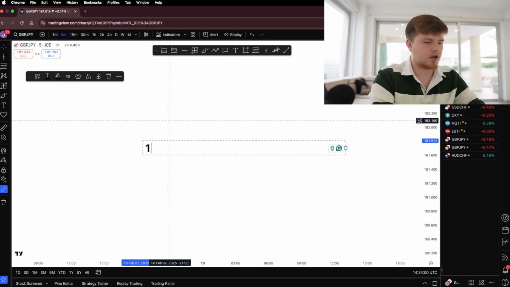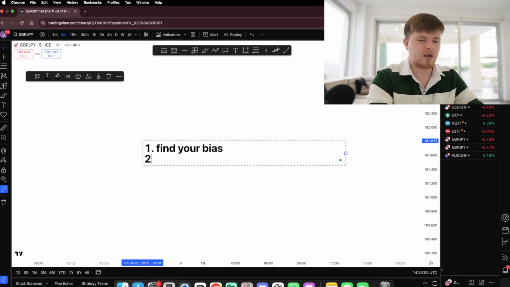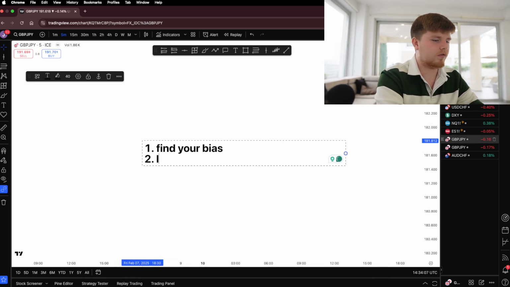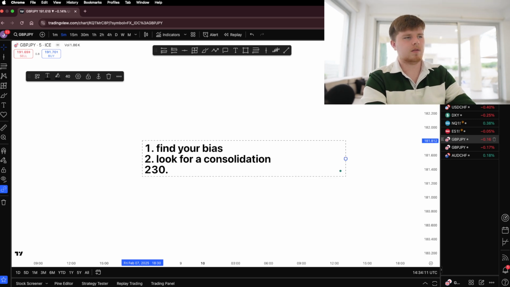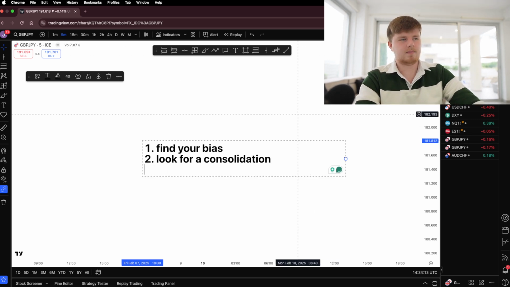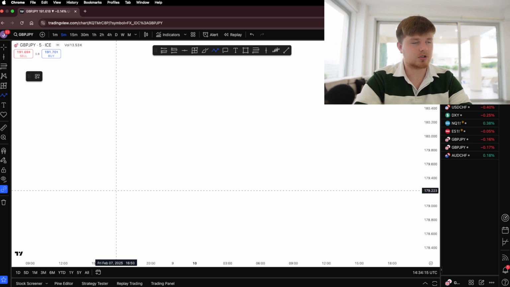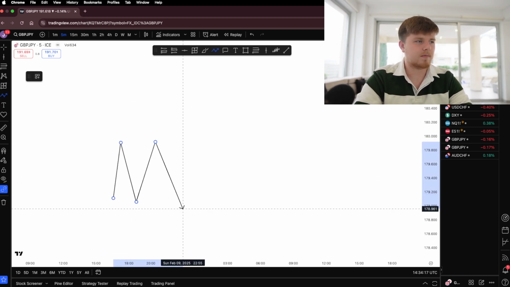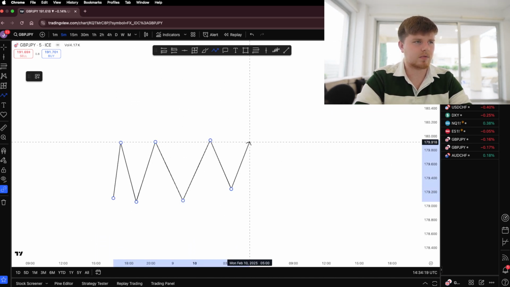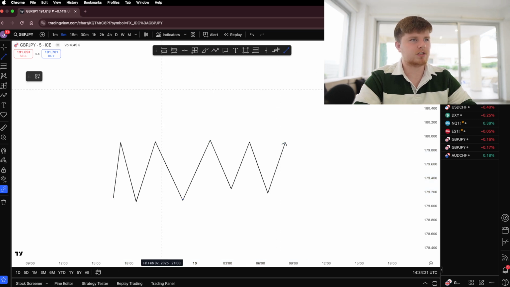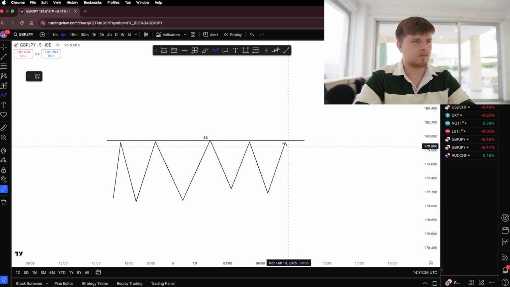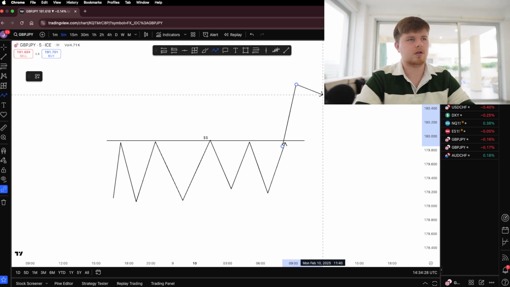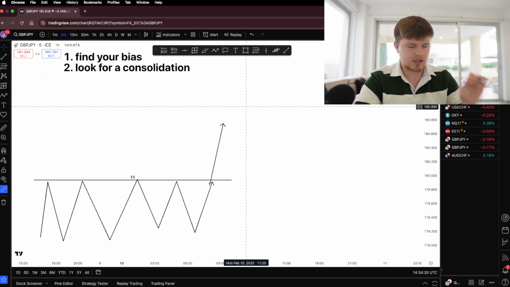When you open the charts, step one, obviously find your bias. When you're on the time frame that you want to trade, you then look for a consolidation. And then all you have to do from there is wait for this to happen. So you wait for that consolidation, which is generating liquidity, okay? Then you wait for price to sweep the liquidity. Boom, manipulation.